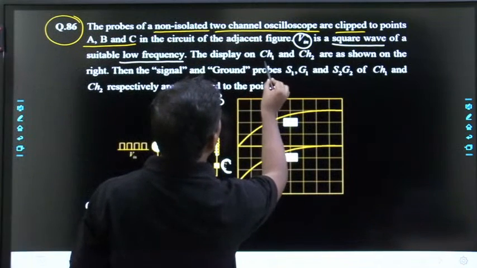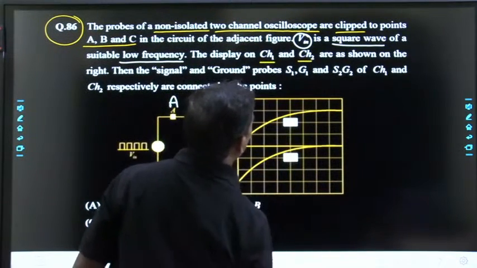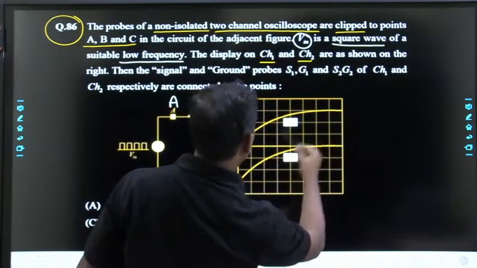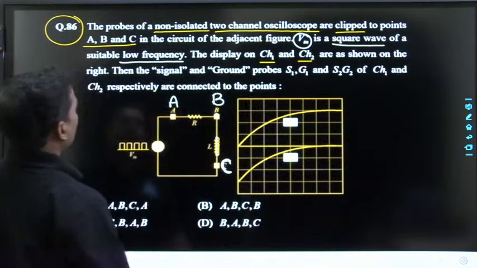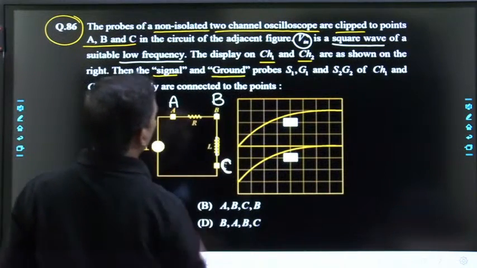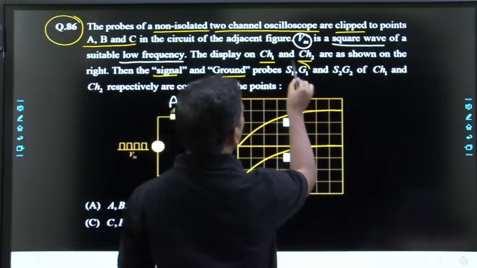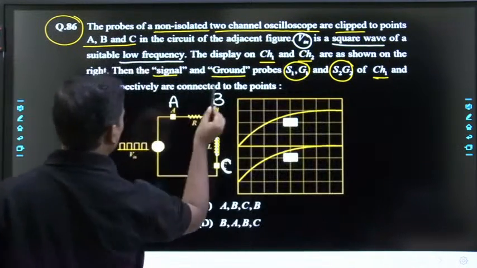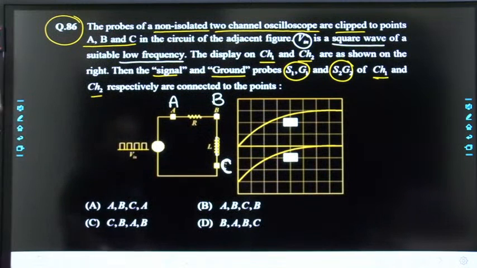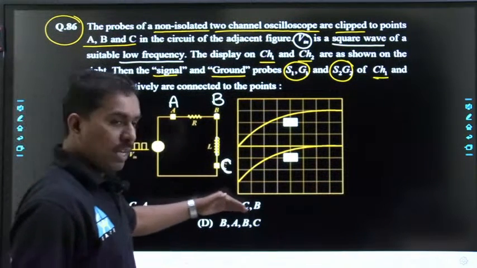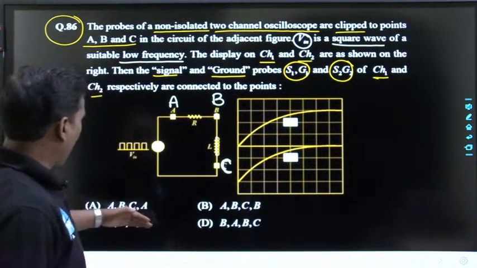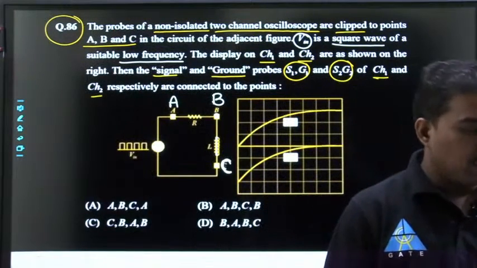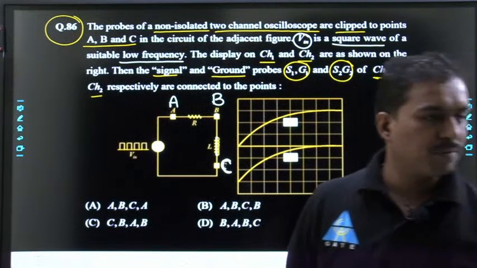The display on channel 1 and channel 2 are as shown on the figure right side. So this is a channel 1 waveform and channel 2 waveform. Then the signal and the ground probes S1G1 and S2G2 of channel 1 and channel 2 respectively are connected to the points AB, CA, AB, CB, CB, AB, BA, BC. What is the answer? Try to answer this question, dear students.